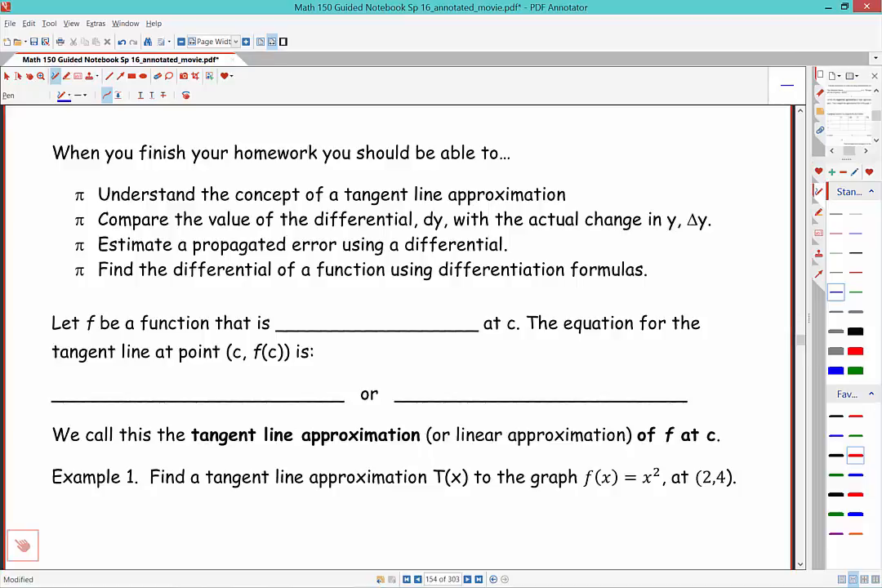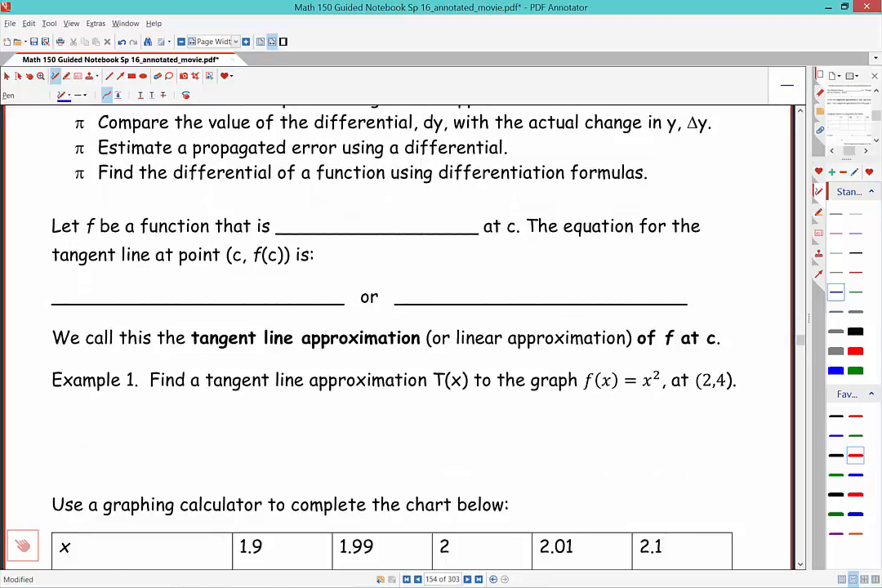So today we're talking about differentials, where we can use differentials to obtain a tangent line approximation. We can estimate propagated error, and we can find the differential of a function using these differential formulas. There's some pretty cool things here, and this is the last section that we're going to cover of applications of the derivative, and then we'll be switching over to anti-differentiation. Okay, so let's get ready to roll.